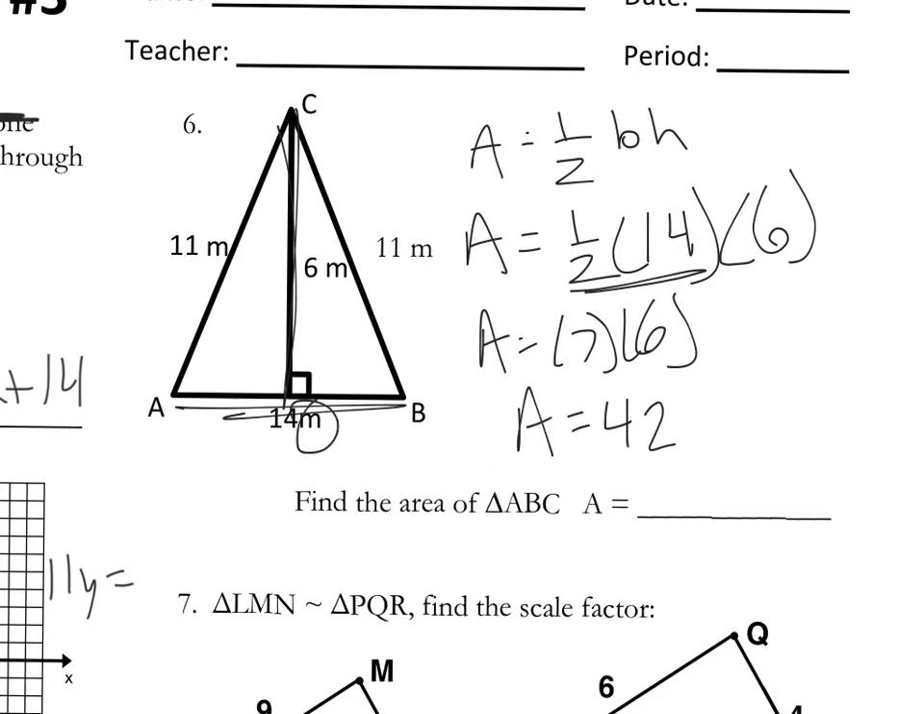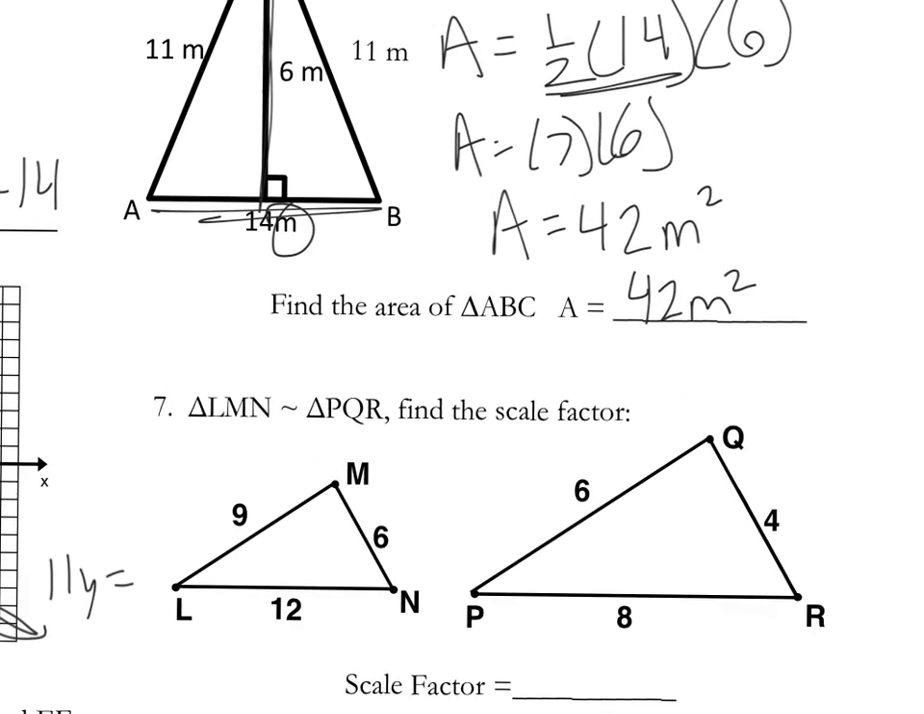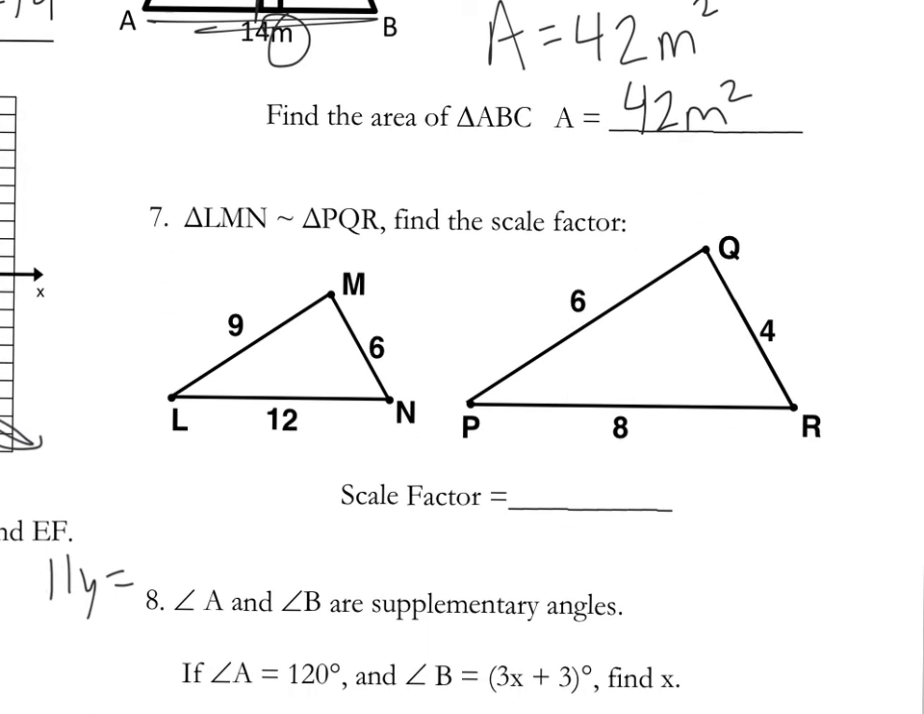Remember, our units are always going to be the units squared. In this case, it's meters. So 42 meters squared. Is LMN similar to PQR? Well, if you notice, we don't give any angles. We can't use SAS or angle, but we can use side, side, side. Okay? So it's actually not asking if, it's actually giving it to us. So all we need is a scale factor.